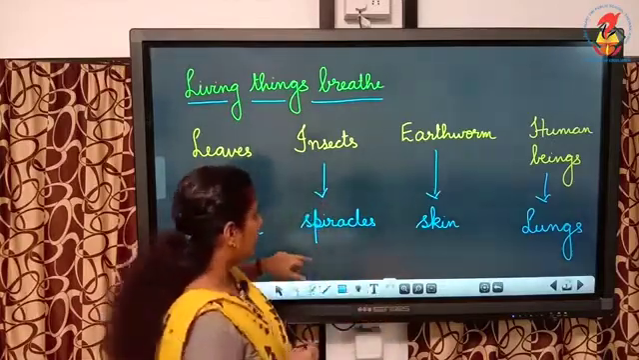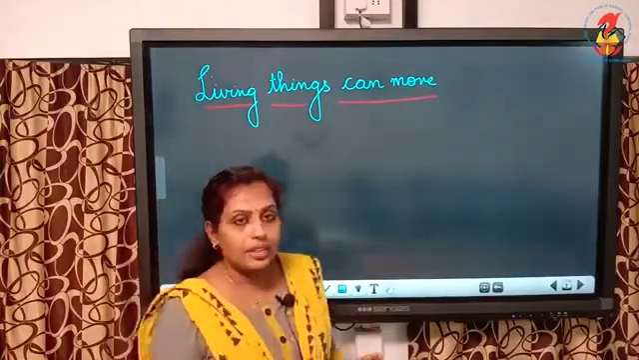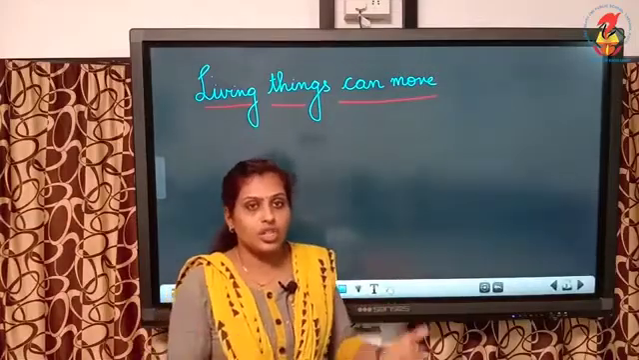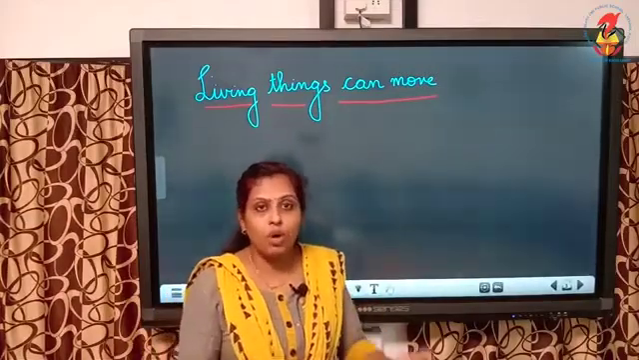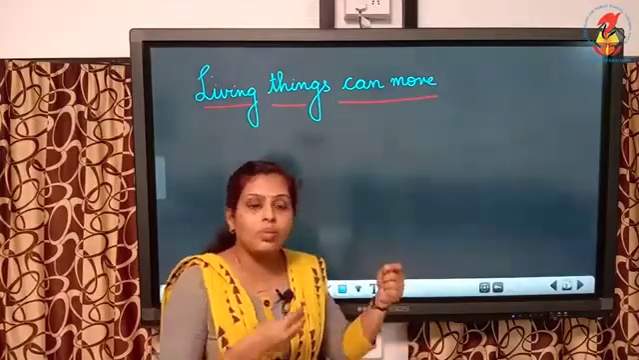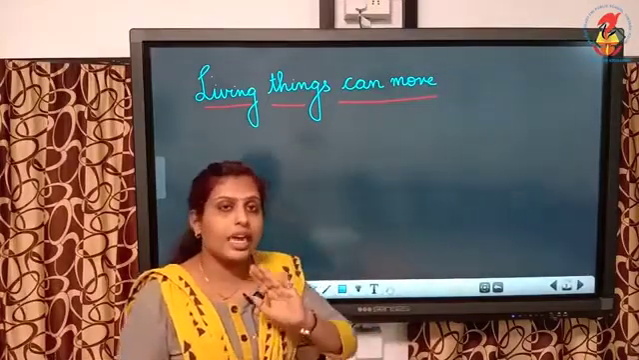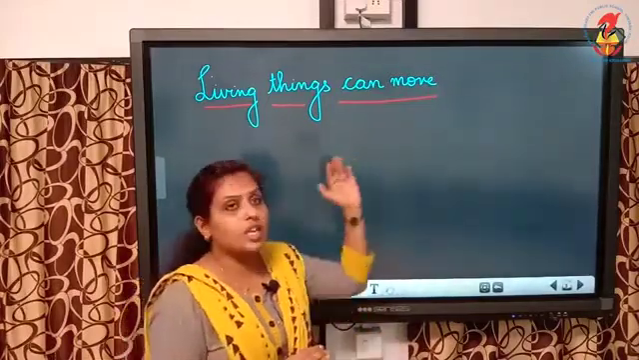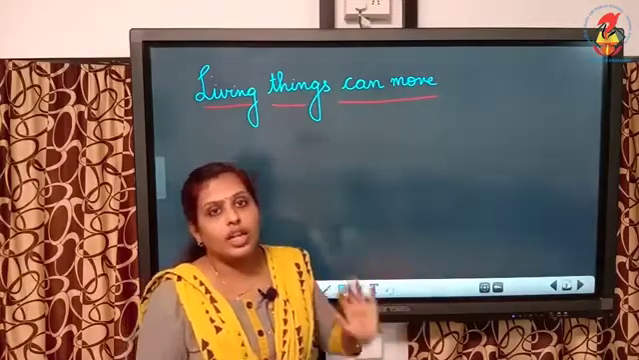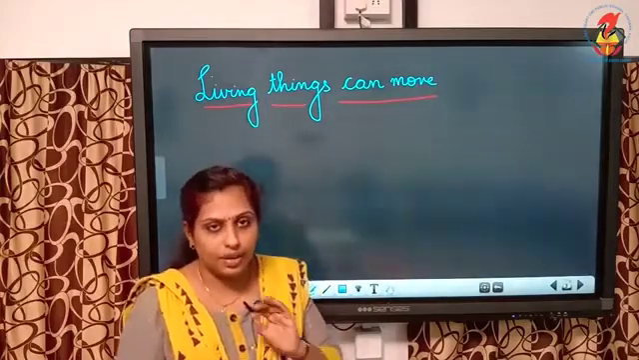Then we learned that living things can move. All the living things have different kinds of movement. Human beings can jump, skip, walk, sit. Just the same way animals also have different kinds of movement. But in the case of non-living things, both these properties are not applicable. They cannot breathe and they cannot move. That is why they are called non-living things.